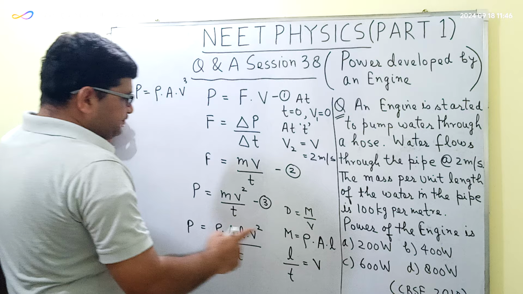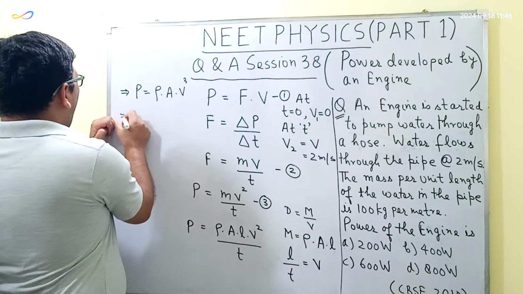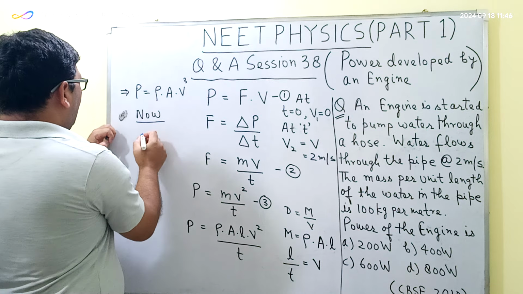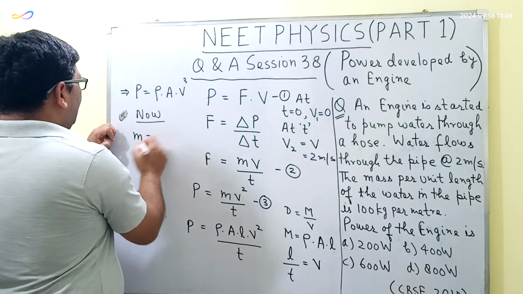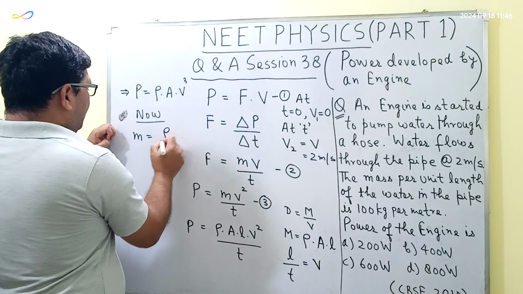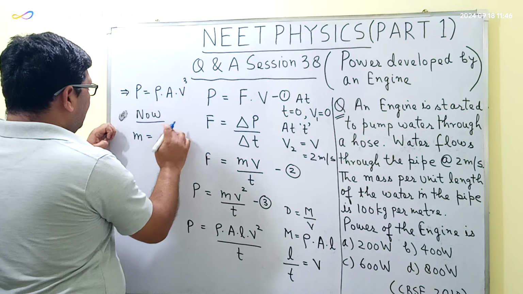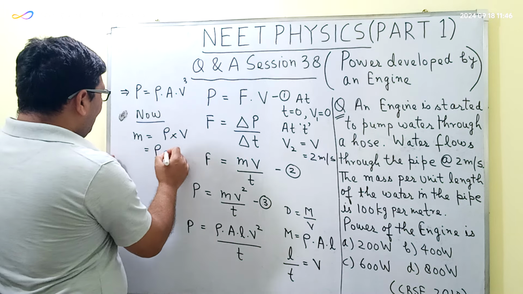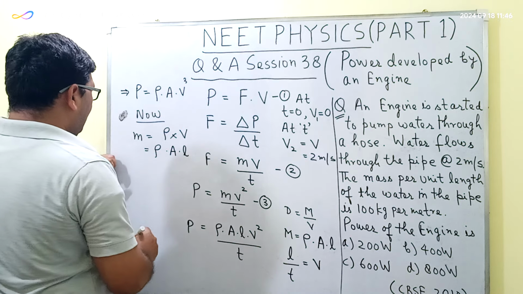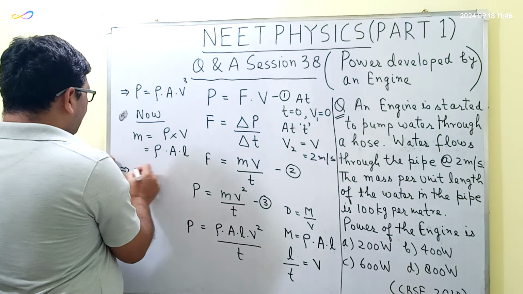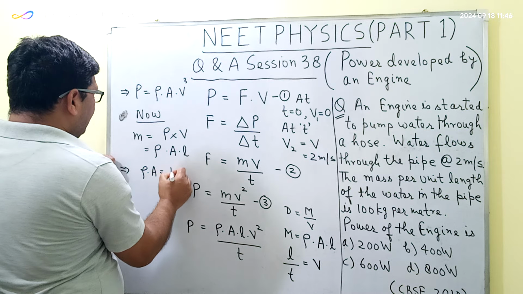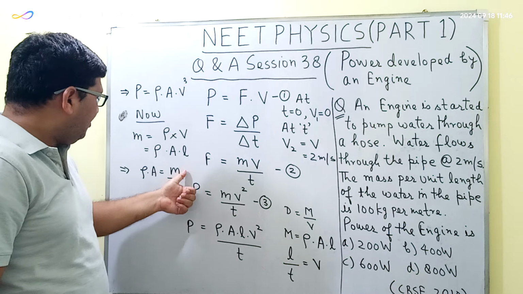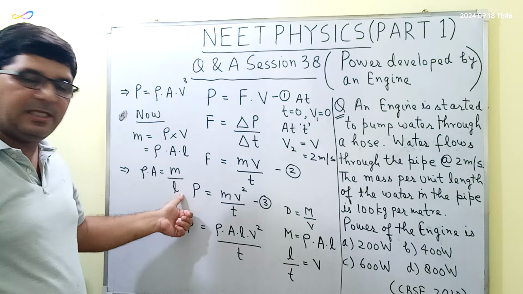Now we also know that mass is equal to density into volume. So density has been taken as rho, and volume will be equal to A into L. Or we can simply say that rho into A is equal to M upon L, where M is the mass and L is the length.